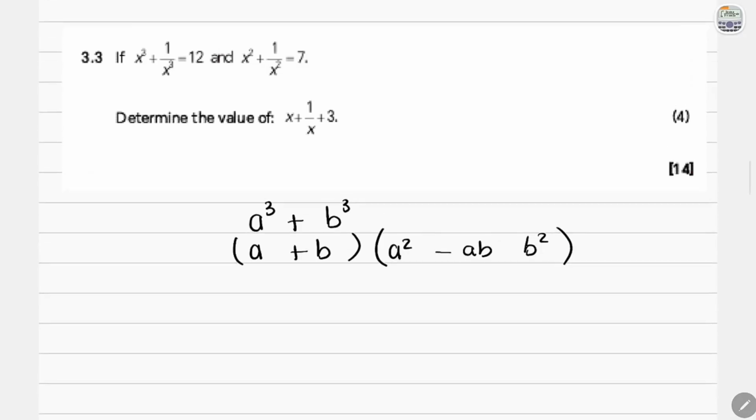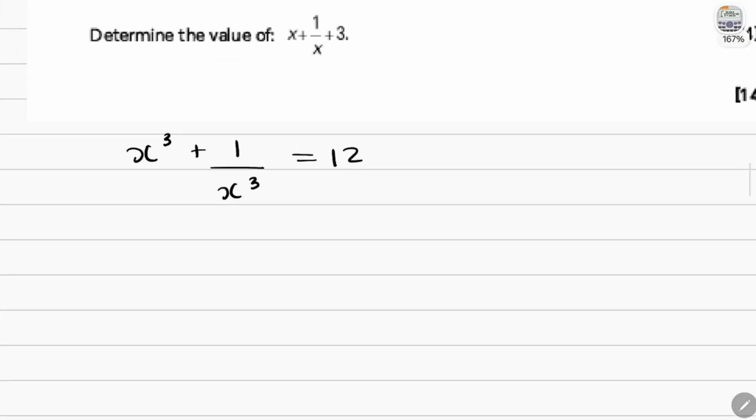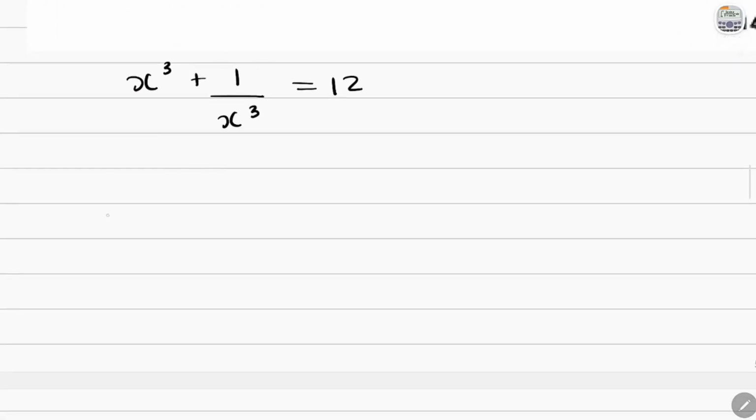Now the reason why this works here is because if you cube root this, it's going to give you x, and if you cube root that, it's going to give you 1 over x. That's x plus 1 over x. Then we just have to try to make that the subject in that equation. So we will start using this equation: x to the power of 3 plus 1 over x to the power of 3 is equal to 12. We're going to factorize this part using the sum of two cubes.